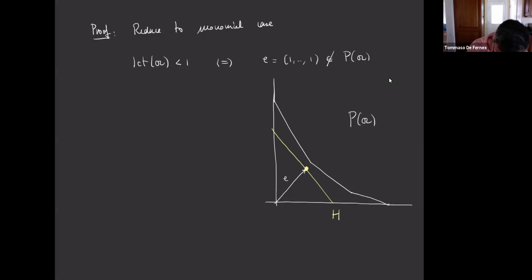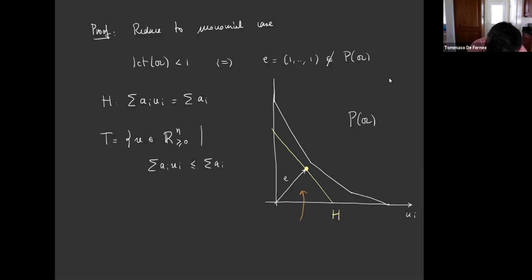Okay, so I'm going to pick a plane H, and a convenient way of writing this equation. Here the coordinates are u_i. So a convenient way of writing this equation is the sum of a_i u_i equal to the sum of the a_i. Because if I plug in u_i equals 1, all of them, then I get an identity. And then I'm going to call T the set of all points in this quadrant such that the sum of a_i u_i is less than or equal to the sum of a_i. So T is the area inside here. This is what T is.